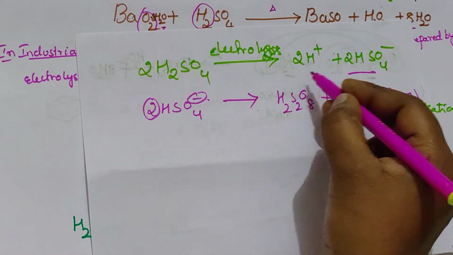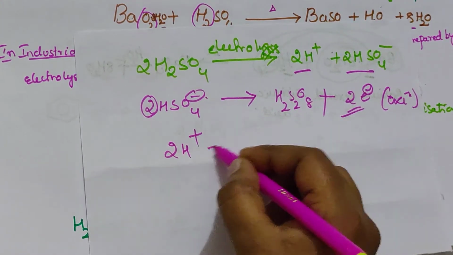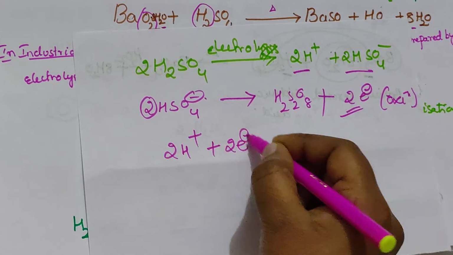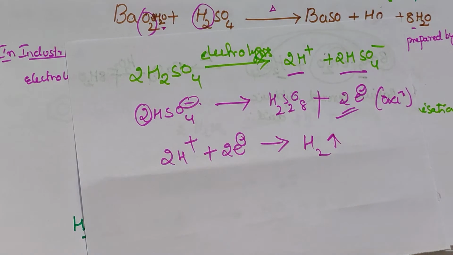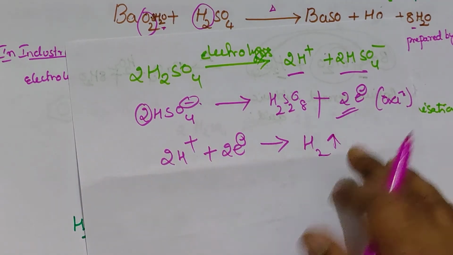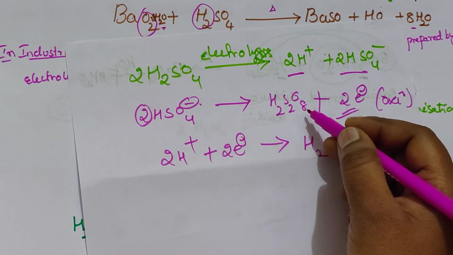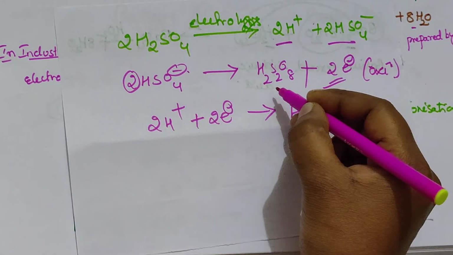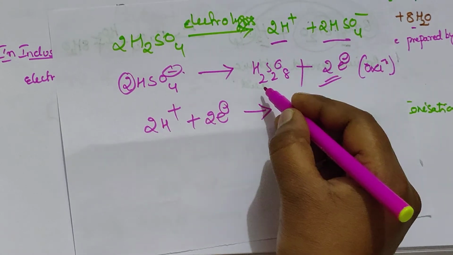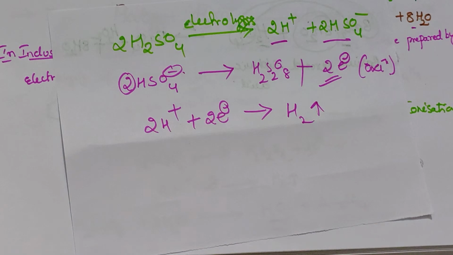And next step is the 2H+ ions. To the 2H+ ions, we add 2 electrons, and hydrogen gas is liberated. H2S2O8 is called peroxydisulfuric acid. The peroxydisulfuric acid undergoes hydrolysis to give hydrogen peroxide.